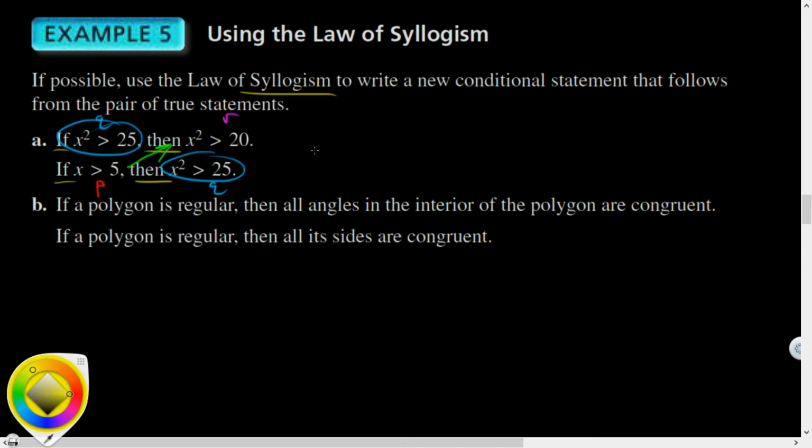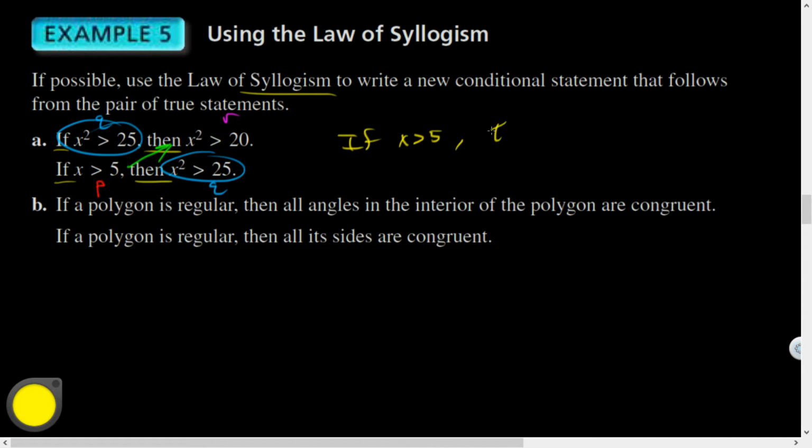You guys, are you feeling it, Mr. Krabs? Yeah? So if x is greater than 5, then x squared is greater than 20 is what I can conclude. I don't actually know x is greater than 5. I just know that this statement is true.